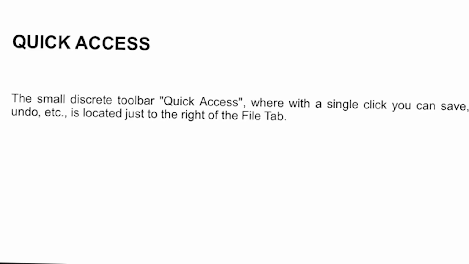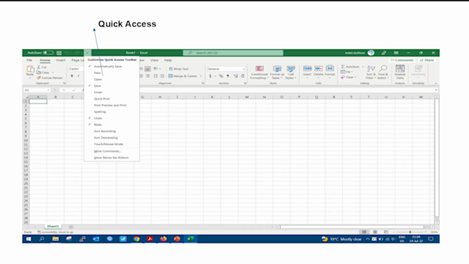Quick Access. The small discrete toolbar Quick Access, where with a single click you can save, undo, etc., is located just to the right of the File button. Quick Access can be customized so that you can choose the features that suit you best. You do this by right-clicking on a button and choosing Customize Quick Access Toolbar. Alternatively, you can click the small arrow to the right of the toolbar, which enables you to quickly select and deselect various features.